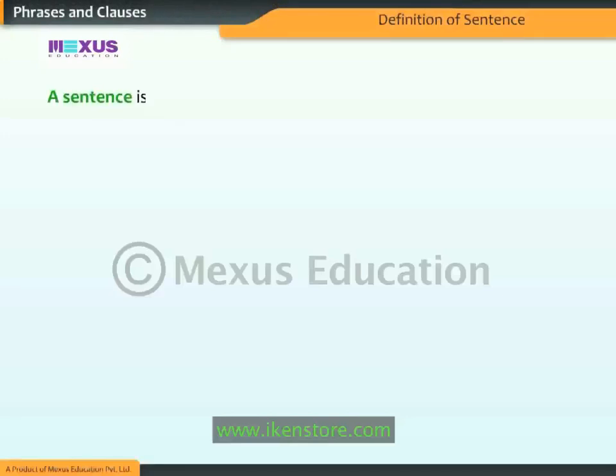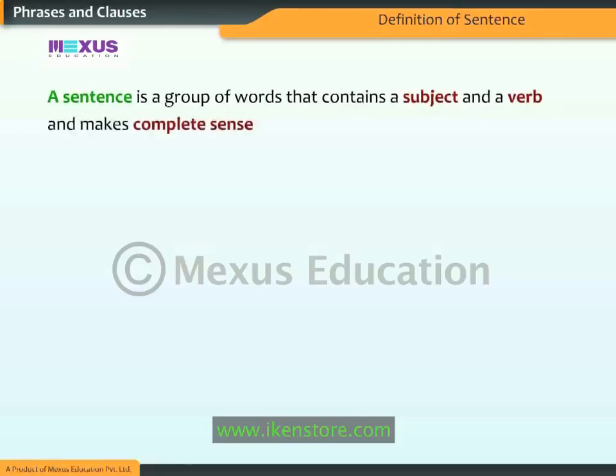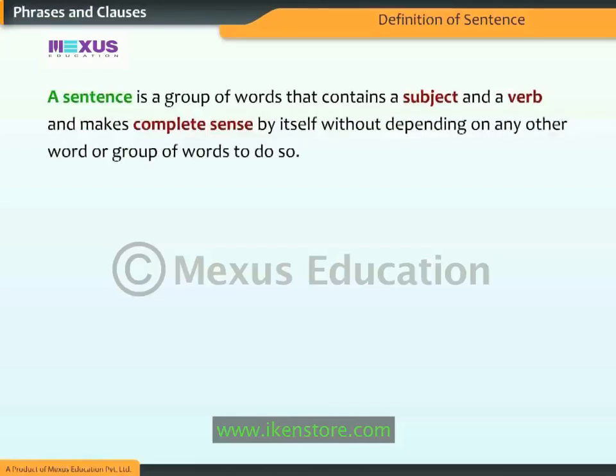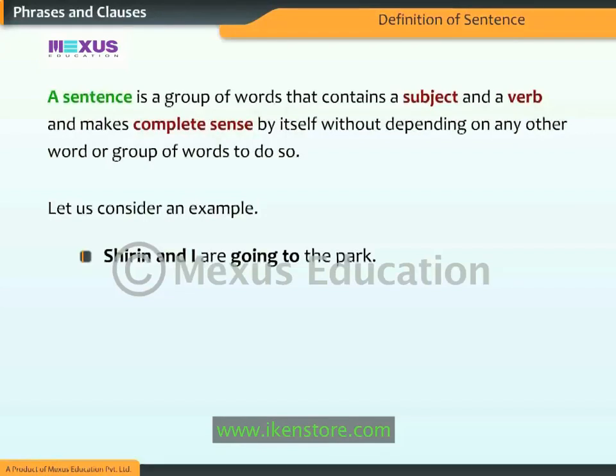A sentence is a group of words that contains a subject and a verb and makes complete sense by itself without depending on any other word or group of words to do so. Let us consider an example. Shireen and I are going to the park. Here the subject is Shireen and I. Verb is going to and makes complete sense by itself.